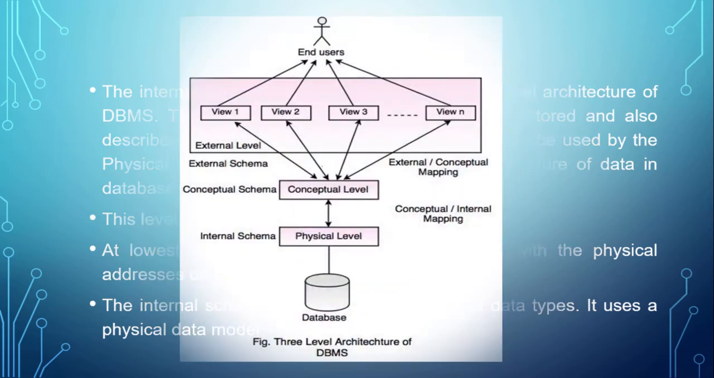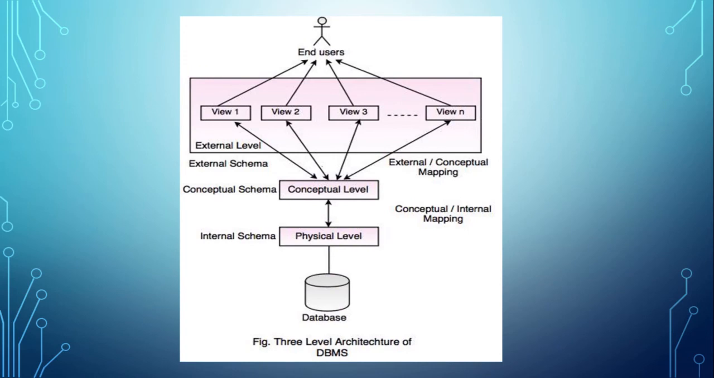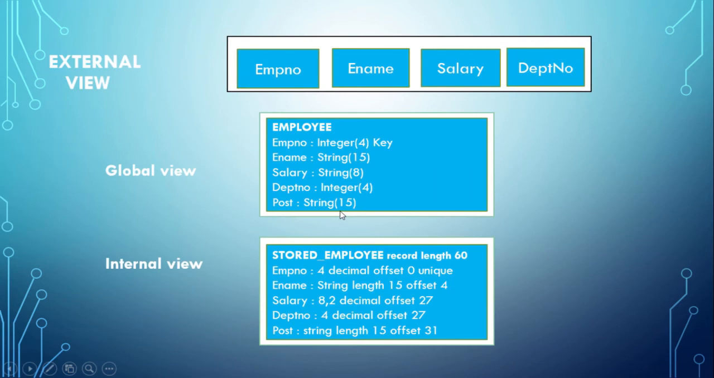Now, in this diagram, we see how these three levels work together. End users are at the external schema. Next we have the conceptual schema. Next we have the physical level or internal schema. These three levels are connected to the database, and we can see here we have internal-conceptual mapping and external-conceptual mapping. Now we have an example of how these work together.